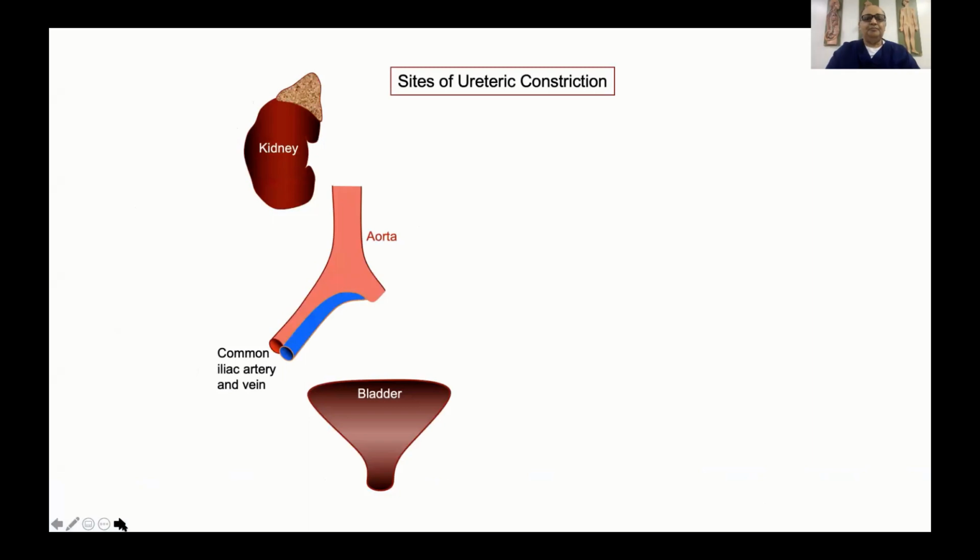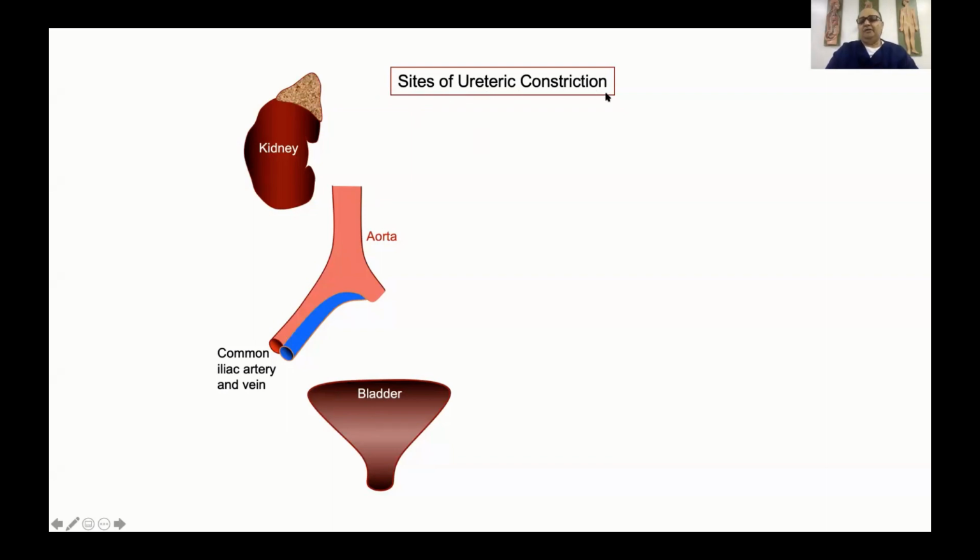So let's proceed. On its way, I have made a diagram. There is a kidney with a suprarenal gland sitting on top of it. You're looking at the aorta bifurcating at the fourth lumbar vertebral level, and the inferior vena cava forming at the fifth lumbar vertebral level. There you're looking at the common iliac, and there is the urinary bladder. Now the caption is: the sites of ureteric constrictions.